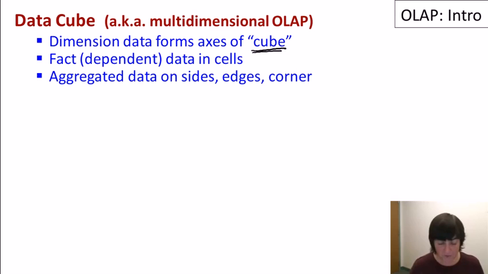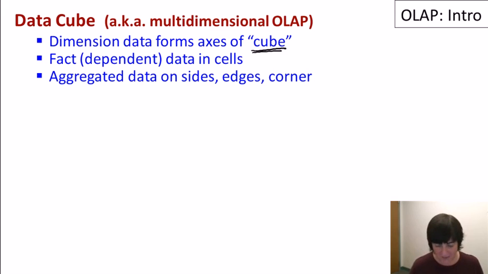So we have our dimensions forming the axes of our cube, and then the cells of the cube, again, you can think of it sort of like cells of a spreadsheet, are the fact data or the dependent data. It's like in the previous example, that would be our quantity and price. And finally, we have aggregated data on the sides, edges, and corner of the cube, again, similar to how you might aggregate columns in a spreadsheet.